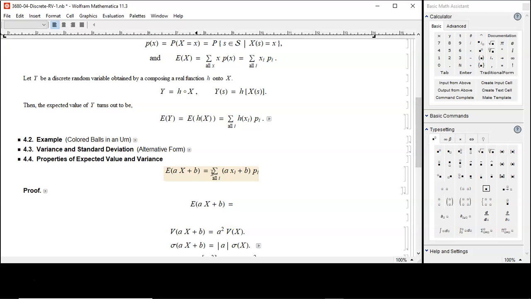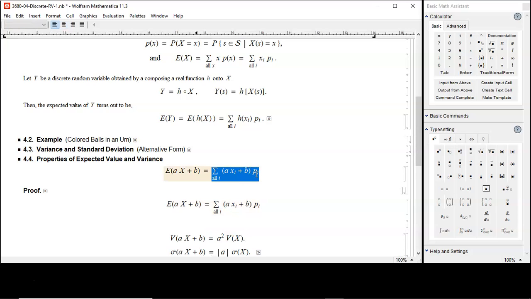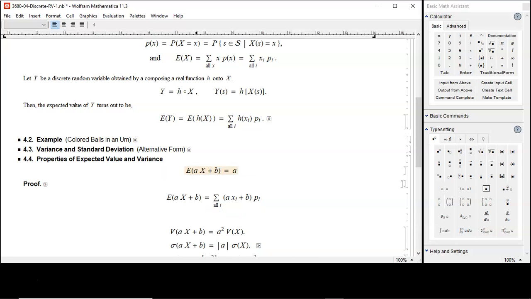As a matter of fact, I screwed up. This should have been here, and this should have been the conclusion. Okay, this is what we want to prove, and the left-hand side will become like this. And then we have to manipulate, and see if we end up with this.